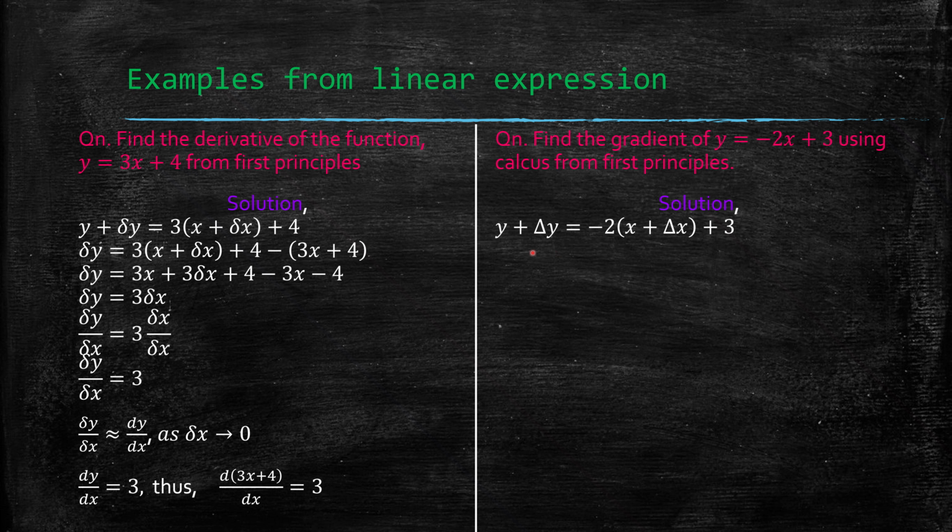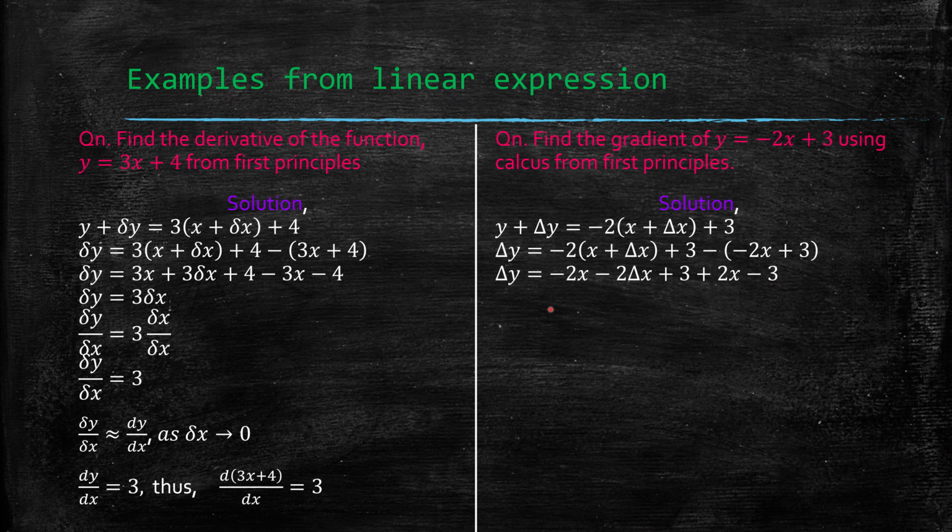When we introduce small changes in x, it's going to become y plus small change in y, which is going to be equal to negative 2 into x plus small change in x plus 3. Our next step is to make small change in y the subject, which is going to become negative 2 into x plus small change in x plus 3 minus into negative 2x plus 3. Let us always take those negatives very seriously, because they help us to answer these questions very well.